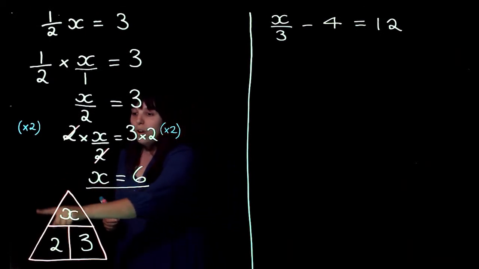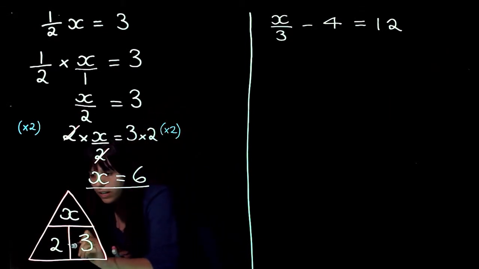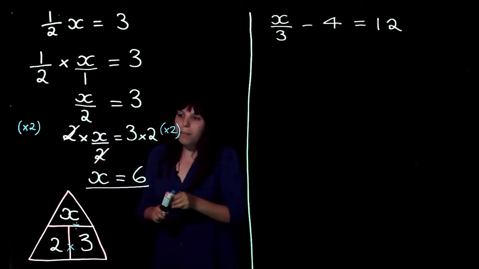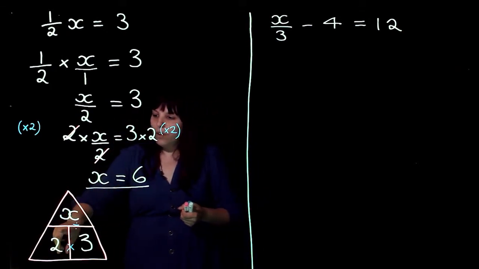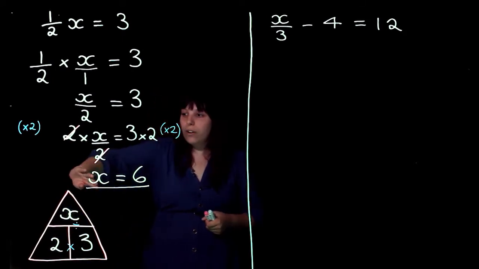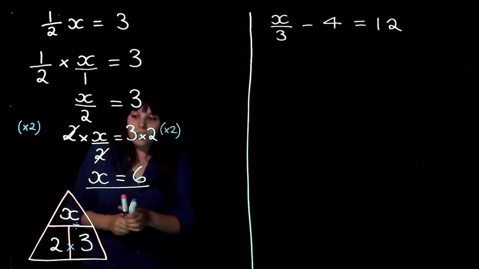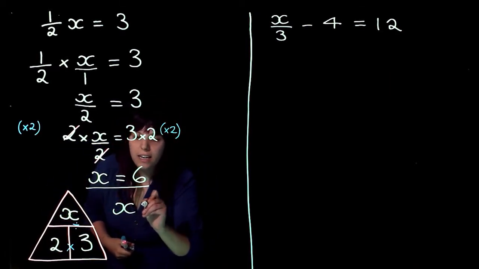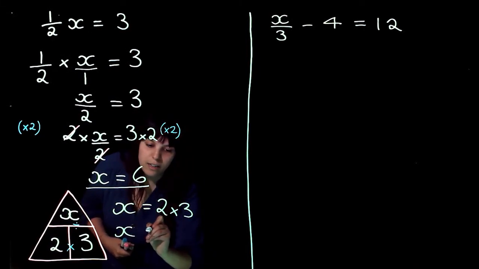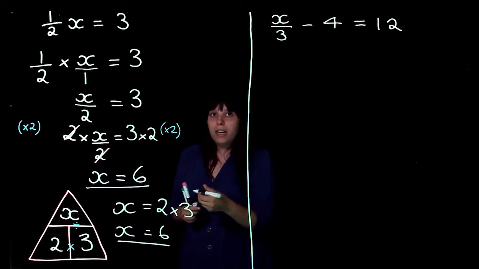So this triangle, we can change bits of it. We know that this line here means times, and this line means divide. So that means that x divided by 2 equals 3. And also, if we want to look for our x on its own, it's just going to be 2 times 3. So I can rewrite that as x equals 2 times 3. So we go back to our x equals 6. And that was what we got when we solved it more algebraically.